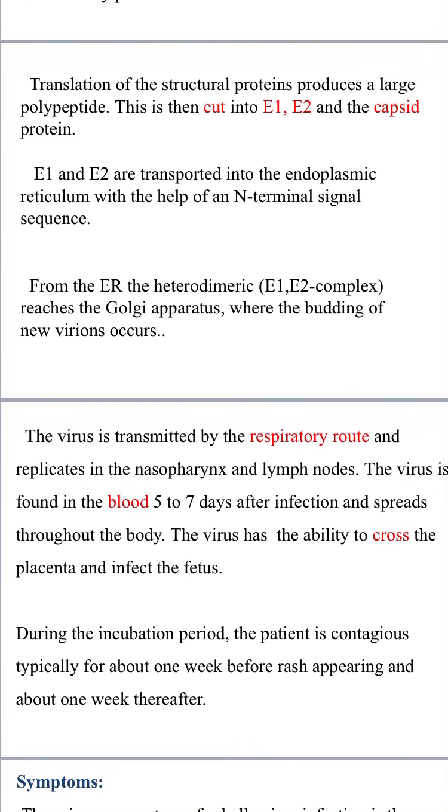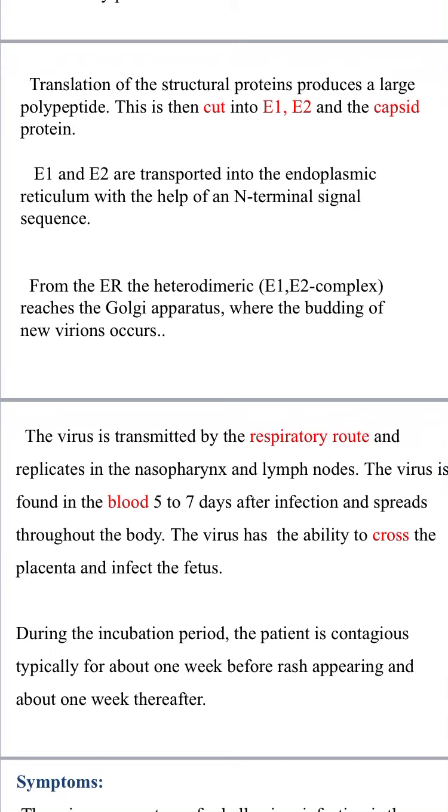Translation of the structural proteins produces a large polypeptide. This is then cut into E1, E2, and the capsid protein. E1 and E2 are transported into the endoplasmic reticulum with the help of an N-terminal signal sequence. From the endoplasmic reticulum, the heterodimeric E1-E2 complex reaches the Golgi apparatus, where the budding of the new virions will occur.